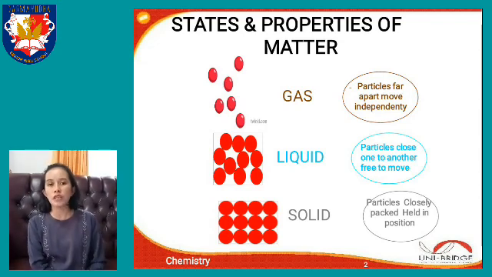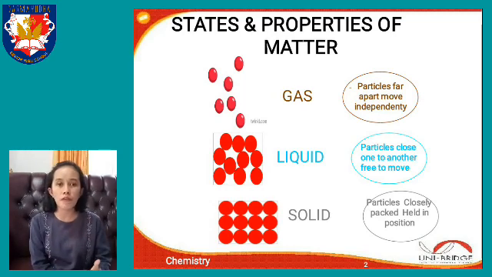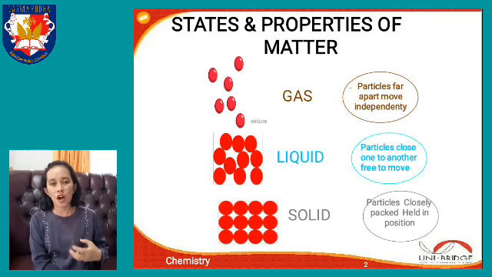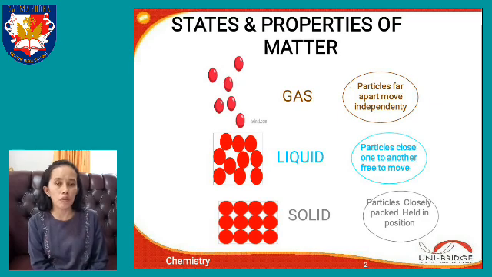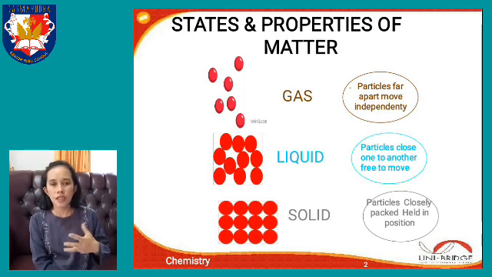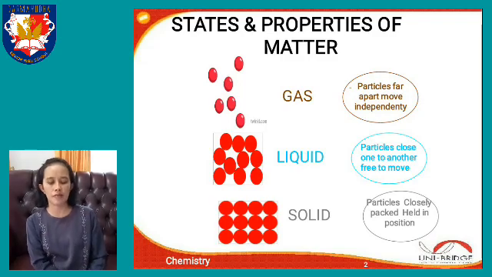The properties of solids are that they have definite volume, they have definite shape, and also they cannot be compressed, and the rate of diffusion is very slow. And then liquids have indefinite shape, but they have definite volume, and the rate of diffusion is slow. But gas has indefinite volume, indefinite shape, and the rate of diffusion is very fast compared to solid and liquid.